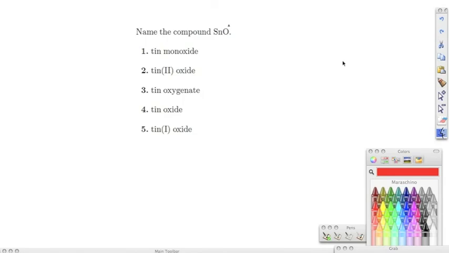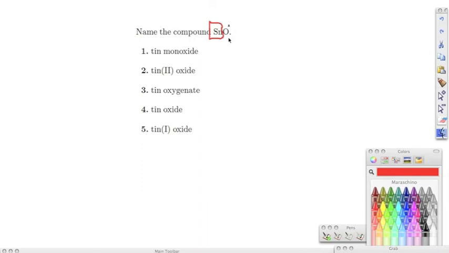It says name the compound SnO. The first thing we have to know any time we're naming a compound is to figure out: is it ionic, is it covalent, or is it an acid? There's one way that we can tell this. We always look at the very first element in the formula and figure out if it's a metal, hydrogen, or a non-metal. If it's a metal, we know that it's ionic. If it's hydrogen, we know that it's an acid. And if it's a non-metal, we know that it's going to be covalent.